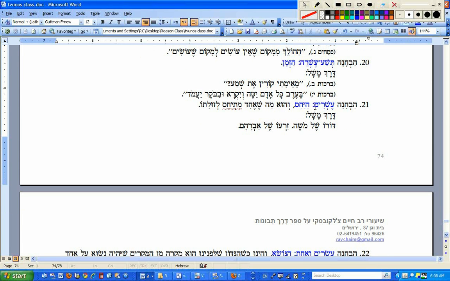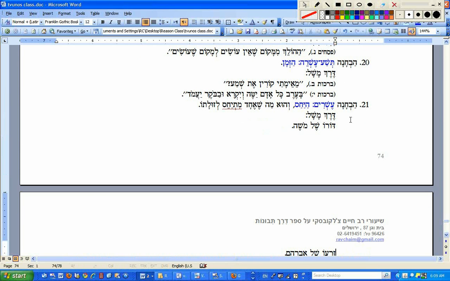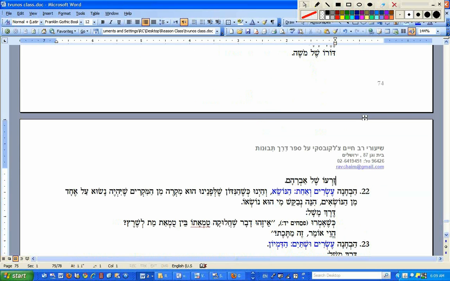The 20th aspect is called Yachas, relationship. It's the relationship that something has to something else. For instance, the generation of Moshe, or the seed of Abraham. It's actually two examples. The generation of Moshe, that's the relationship of Moshe to the generation. Or the seed of Abraham, the relationship of the seed, his children, to Abraham.